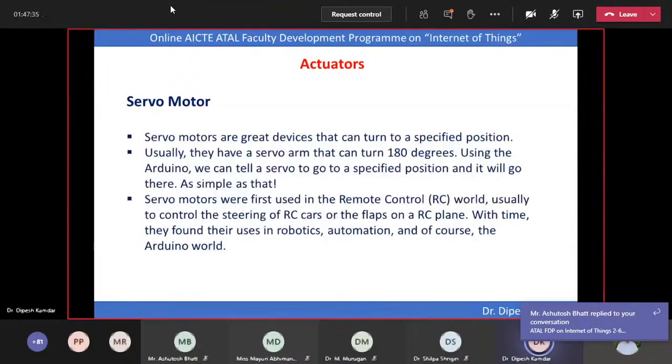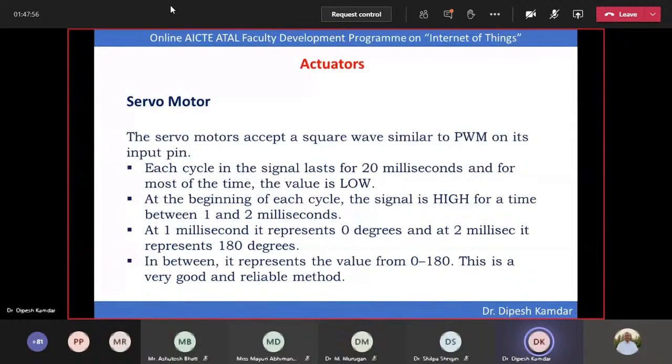So servo motors usually give you a conversion from 0 degrees to 180 degrees. Sometimes they also let you select the directions.